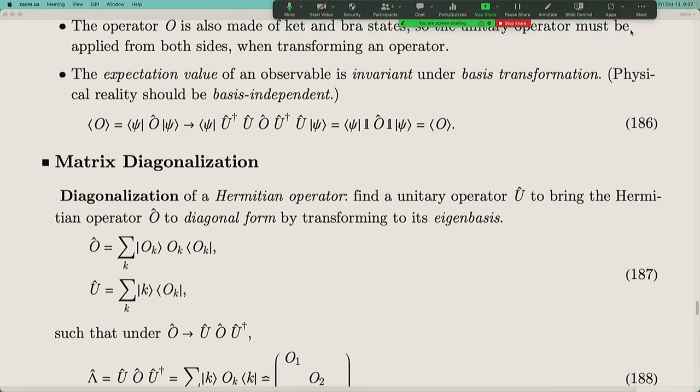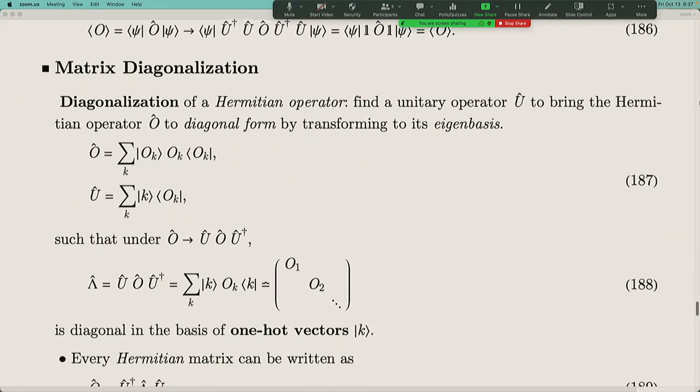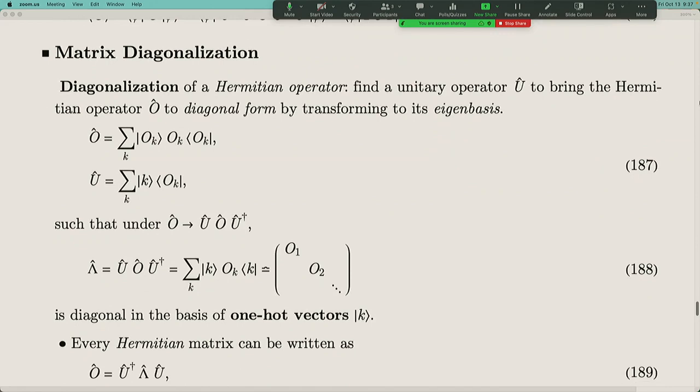Okay, so that's all I want to talk about this unitary, an introduction of unitary operator and basis transformation. And why do we need to do basis transformation? Because sometimes you may be writing down your operator in an unsuitable basis, but if you bring it to a new basis, it will simplify the calculation.